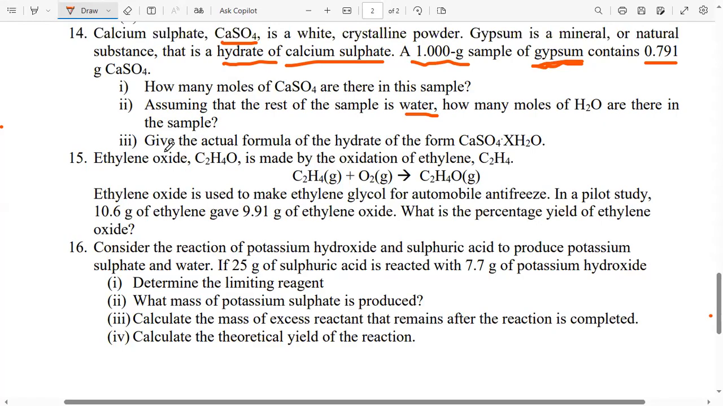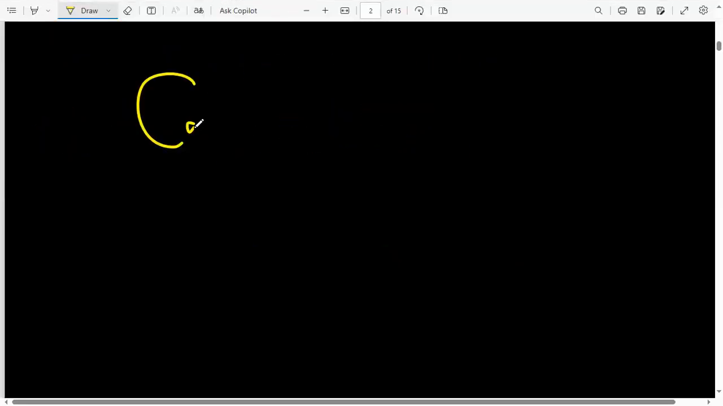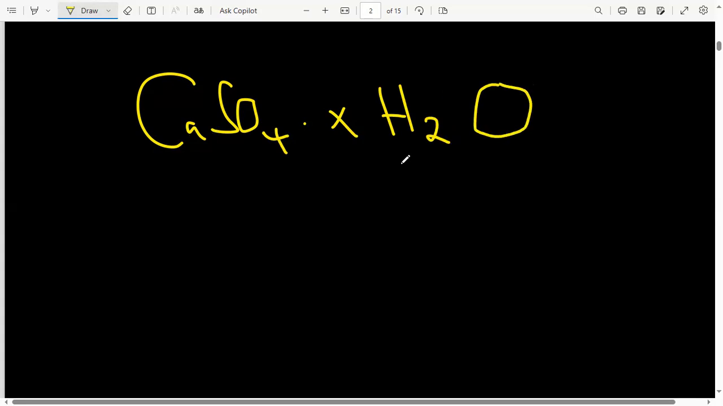They are saying, give the actual formula of the hydrate. So this hydrate, this gypsum, give its actual formula of the form calcium sulfate dot x H2O. For us to give the actual formula, we just have to find the value of x here. How do we find that value of x? We have this formula, calcium sulfate dot x H2O. Whenever a formula is written like this in chemistry, just know that it's a hydrate. It's a compound, then you are adding water to it, so it becomes a hydrate.